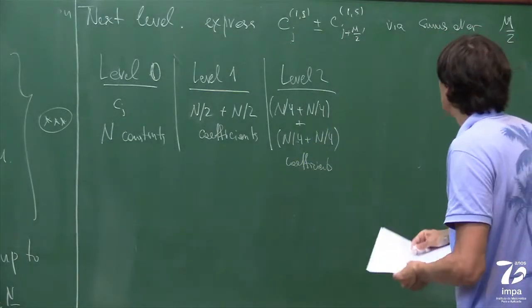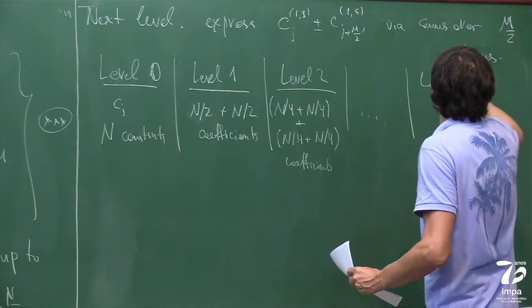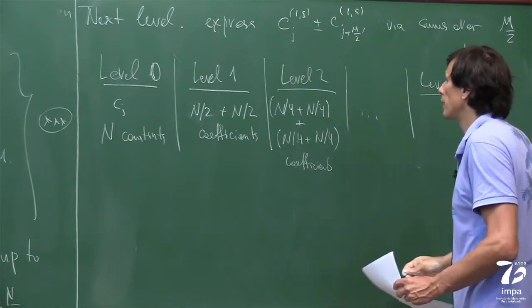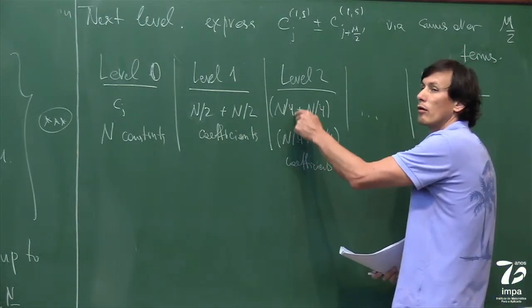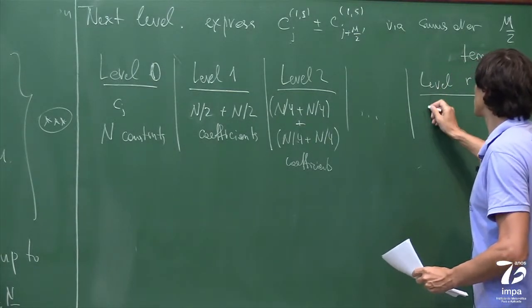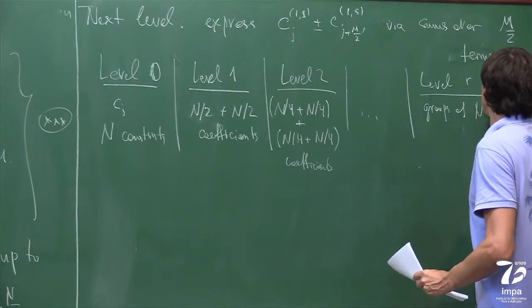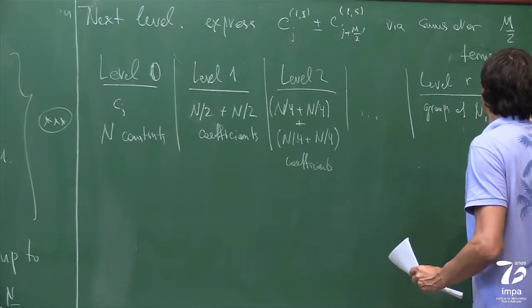So we can do it again. And you do it until n is divided by 2 power r. Groups of n divided by 2 power r, with just 1 coefficient.